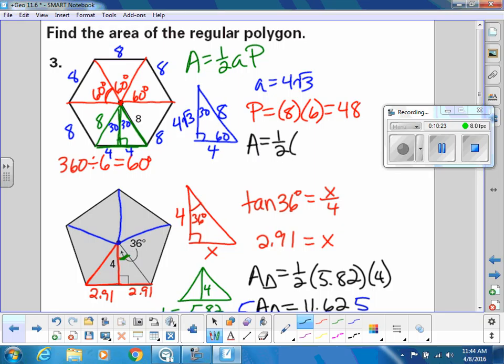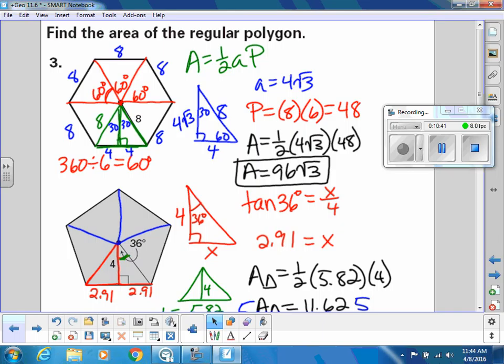So all I do to find the area of this hexagon is plug into the formula. 1/2, apothem is 4 root 3, and perimeter is 48. So that's going to be 96 times the square root of 3. And that's a much nicer answer, isn't it? All right, so there you go. We've got the full video now, and hopefully you can take the rest of your notes.